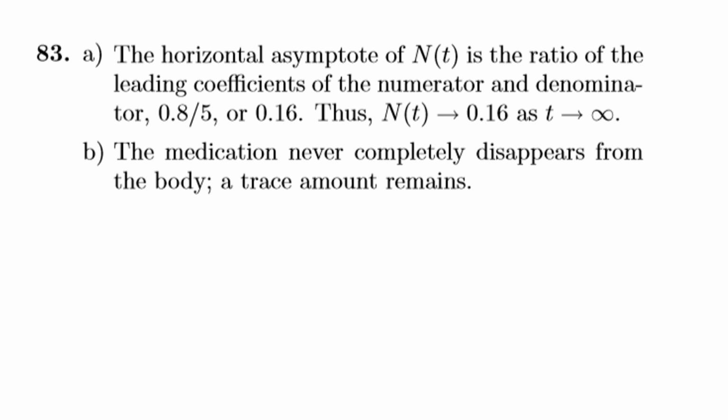Okay, so the asymptote is 0.16. That means that no matter how old you are, you're going to get a dose of at least 0.16 as t goes to infinity. The medication never disappears from the body. A trace amount remains.